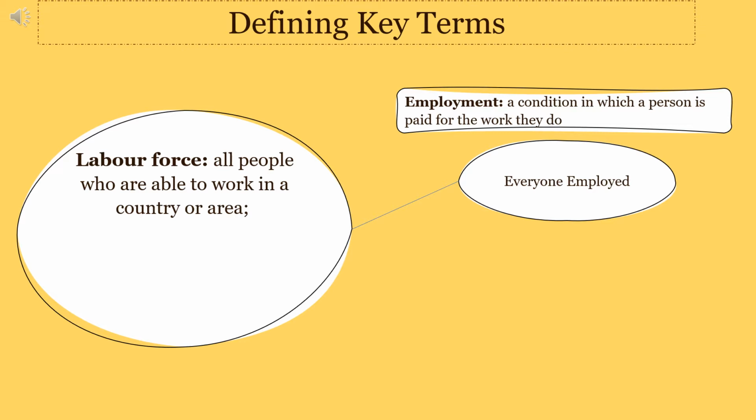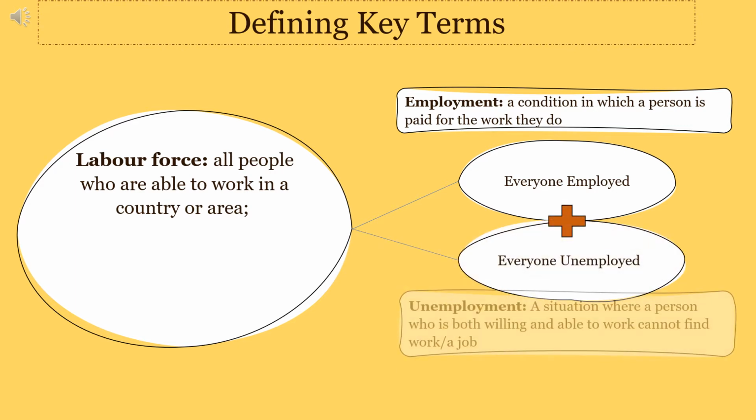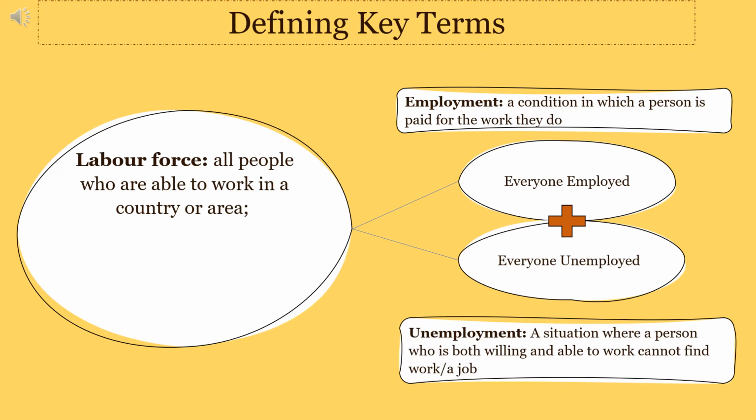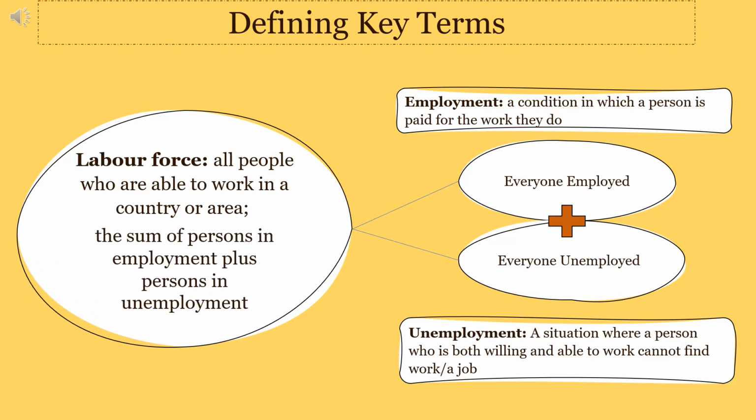But the labor force also includes people who are unemployed, because unemployed people are those who are both willing and able to work but who simply cannot find a job. Both people who are employed and people who are unemployed are part of the labor force. So another way that you can put the definition for labor force is the sum of persons in employment plus those in unemployment.